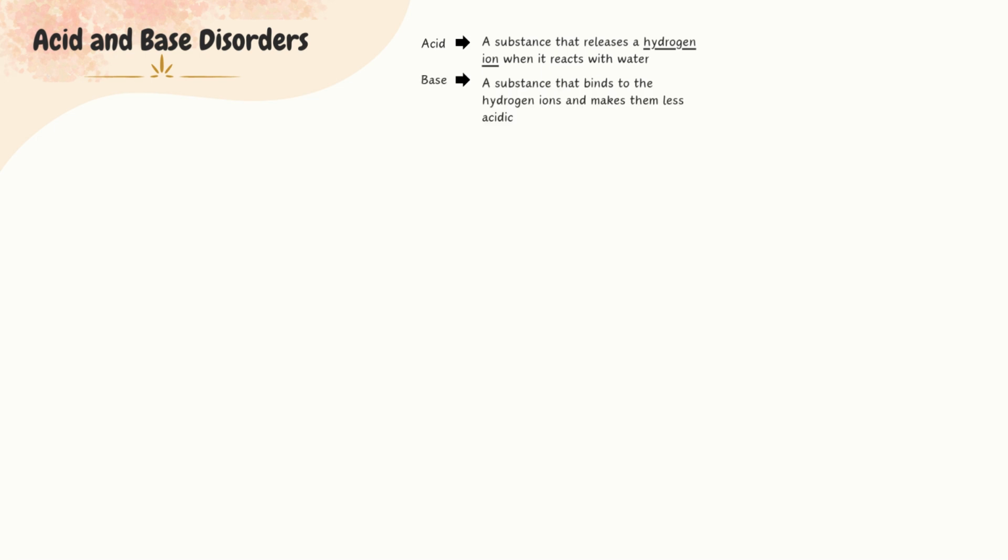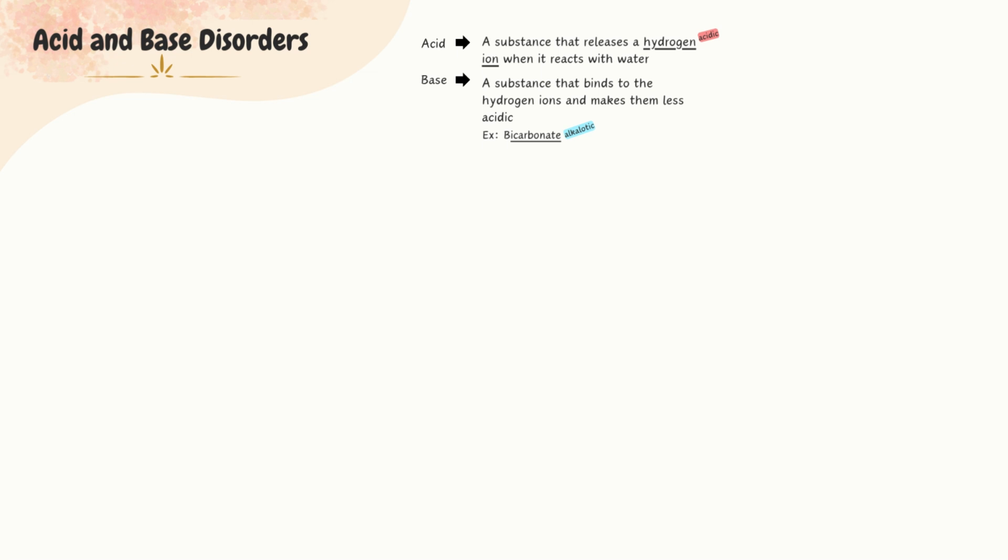Okay, let's begin. What are acids and bases? An acid is a substance that releases a hydrogen ion when it reacts with water, and a base is a substance that binds to the hydrogen ions and makes them less acidic. An example of a base is bicarbonate. So remember, hydrogen ions are acidic and bicarbonates are basic or alkalotic. Hydrogen ions and bicarbonates are normally maintained in a balance.